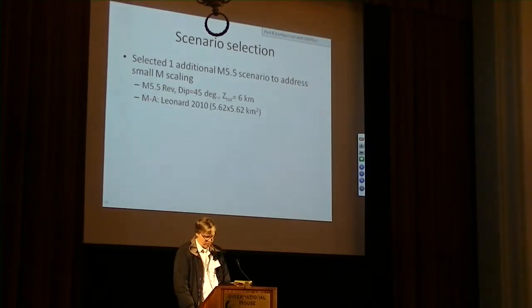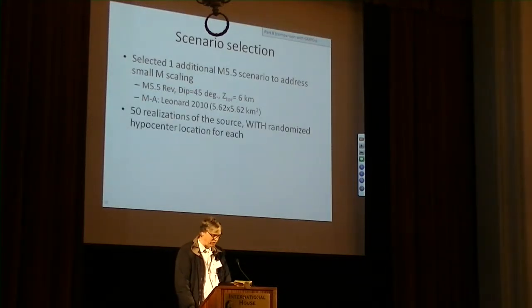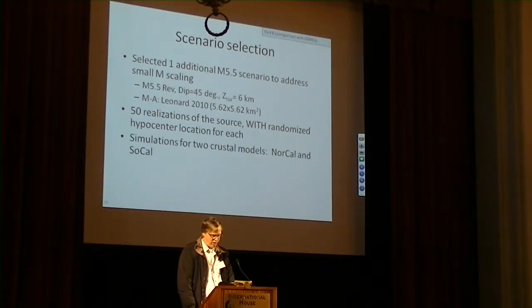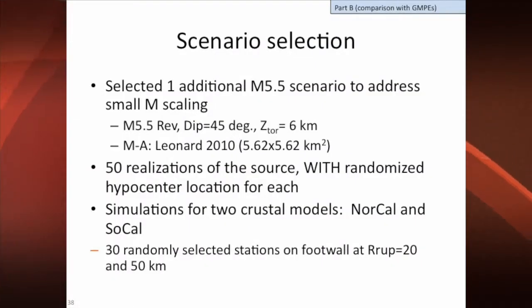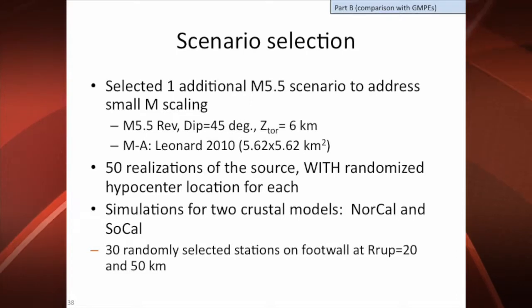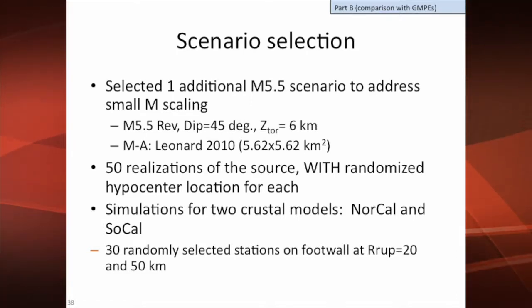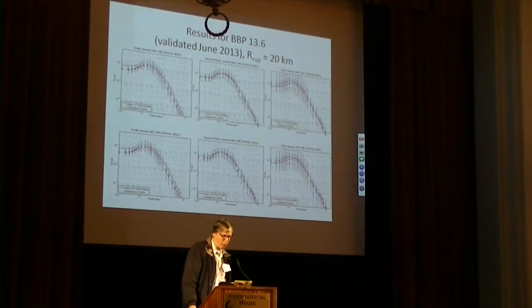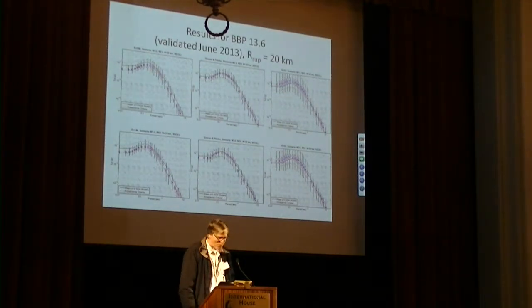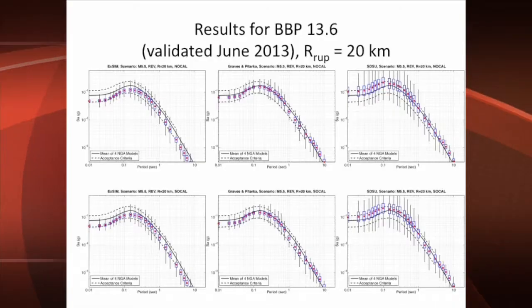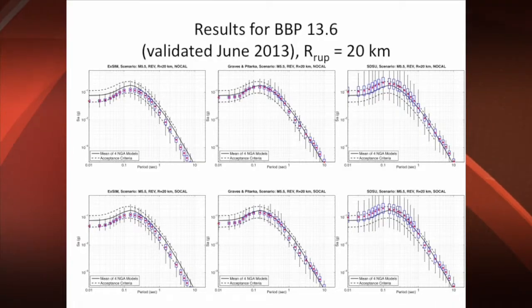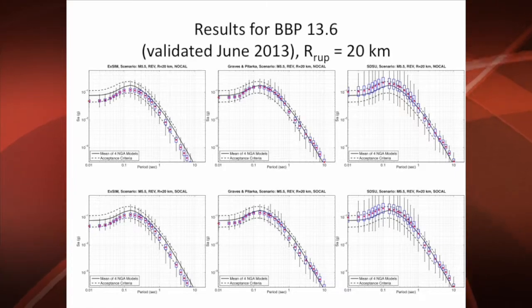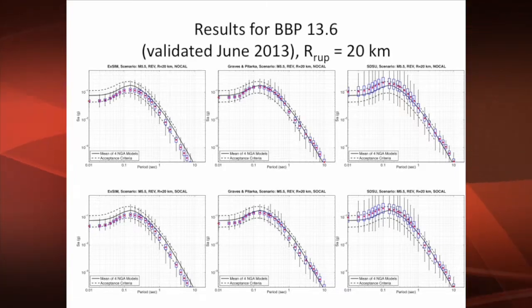We're going to do a magnitude 5.5 scenario, dipping 45 degrees, top of rupture 6 kilometers, with the Leonard scaling relation, 50 realizations for each source, 2 crustal models, and lots of stations. I'm not going to show you all the details. I'm going to jump to the answer. And wow, something happened on our grids. That checkered pattern is a log grid behind there. If you squint your eyes, that's what you will see.